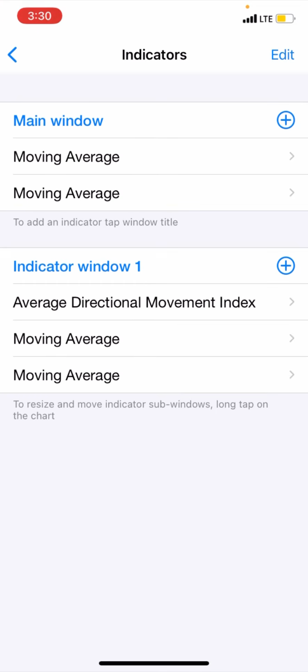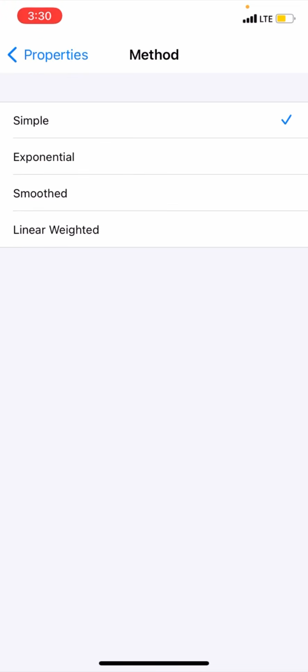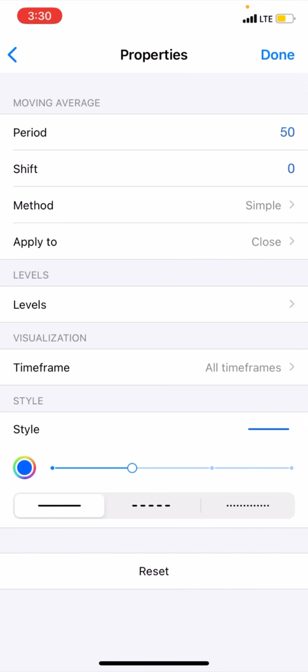All right, so guys, let me quickly show you guys the moving average. The first moving average in the main chart will be the period 50. Shift will be 0. Method will be simple. When you click the method, you'll see a list of methods that you could use. So you just choose simple and then apply to close, guys. All right, choose any color of your choice, but make sure it is visible on your chart. I'm talking about the styling.